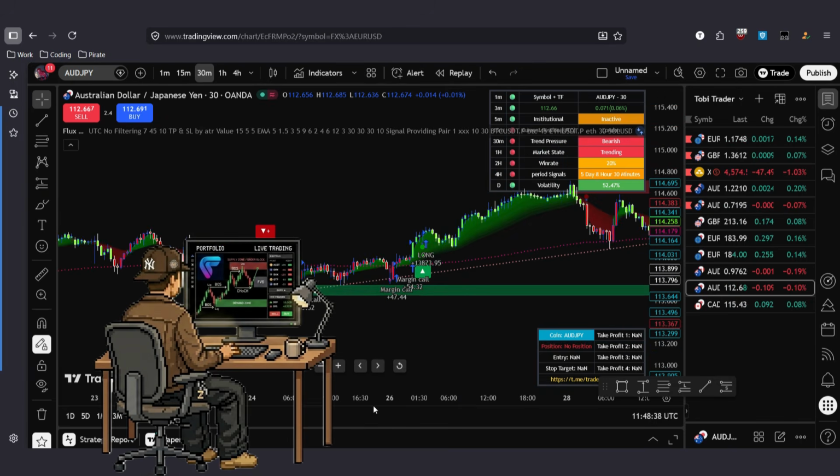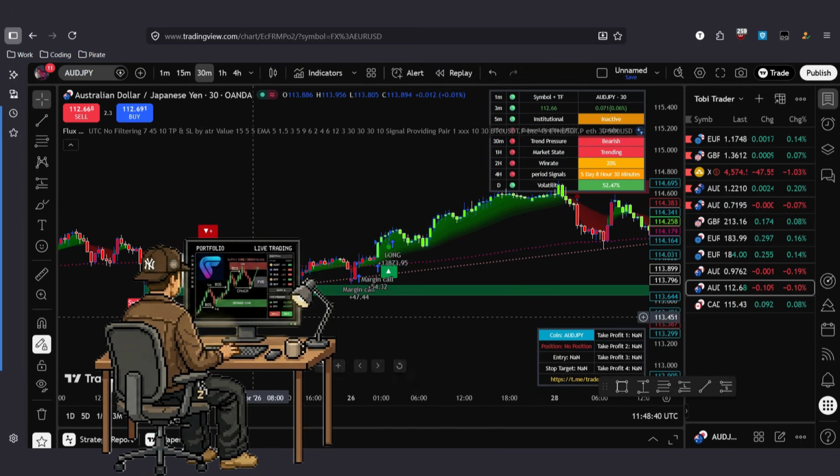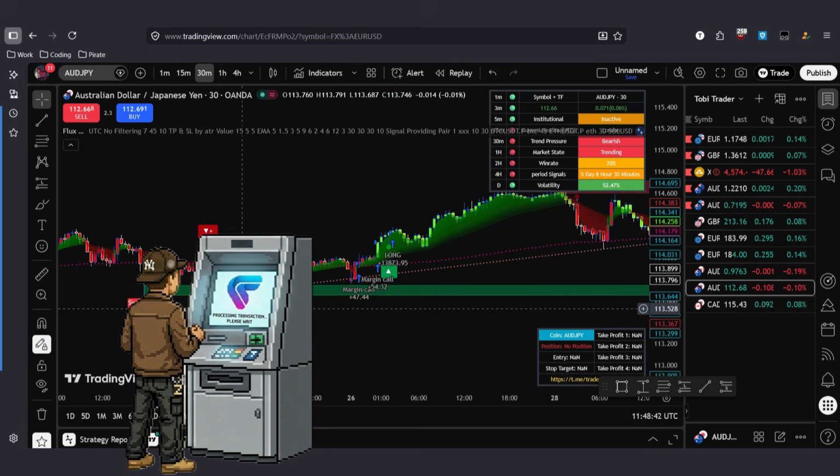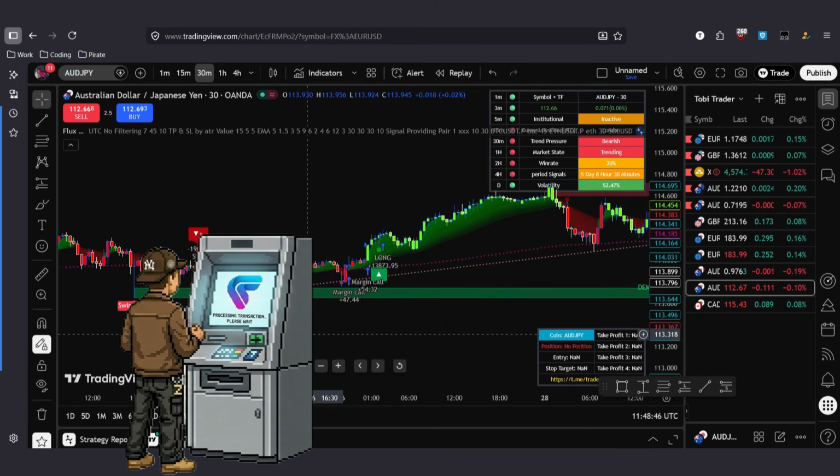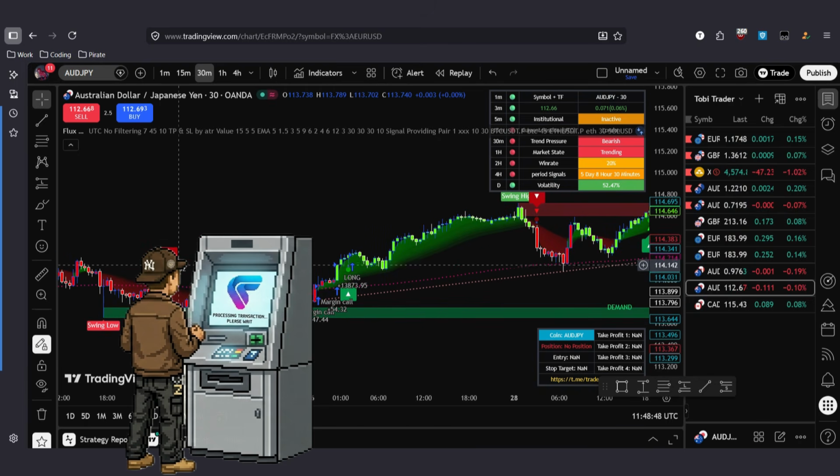Now, let's talk about the biggest mistakes people will make with Flux Algo. Mistake number 1, treating it like an ATM. If you think signal equals guaranteed profit, you're going to over-leverage and die. That's not an insult, that's just math.